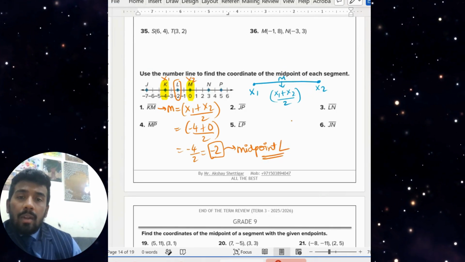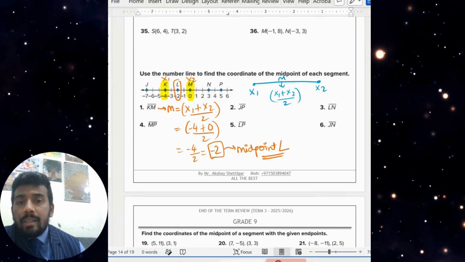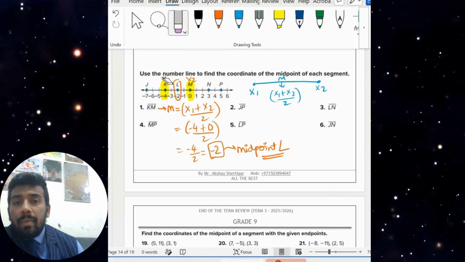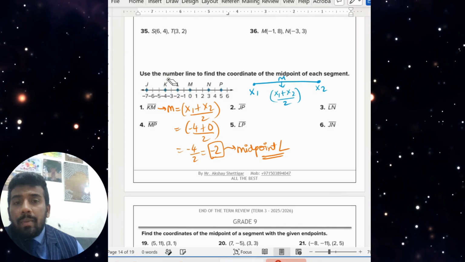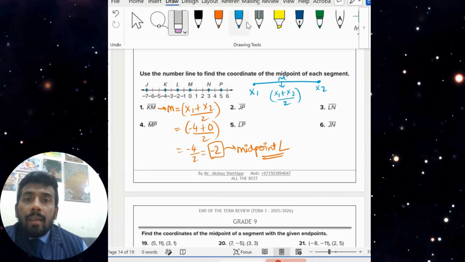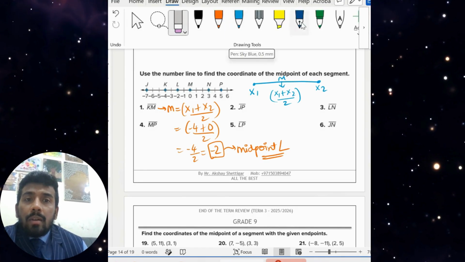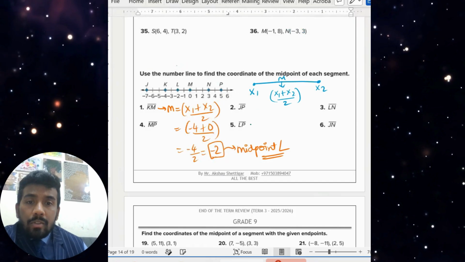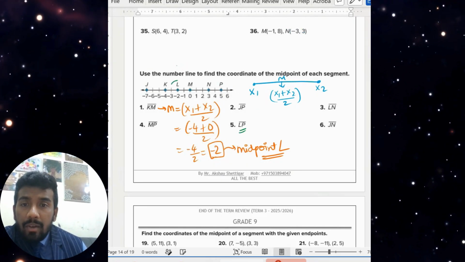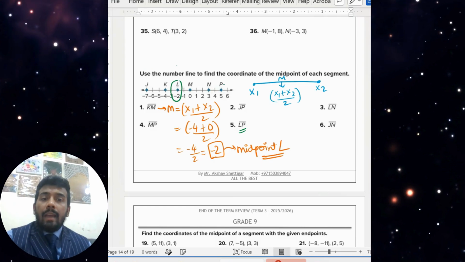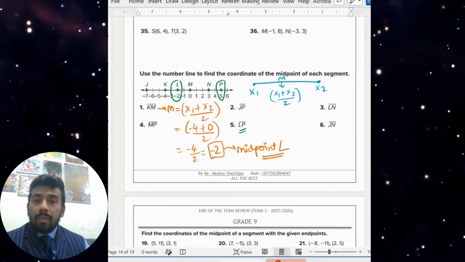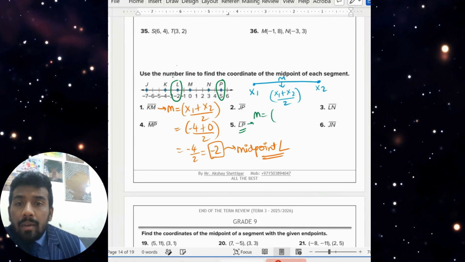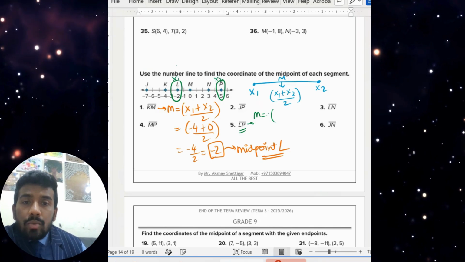Let's do one more question. Which one do we need? Let's take LP. This one. Okay, let's do another question. Let's take a green color. So let's take LP. Now where is LP? L is here and P is here. So what do you do? The midpoint will be M. Same, this is your x1, this is your x2. x1 plus x2.